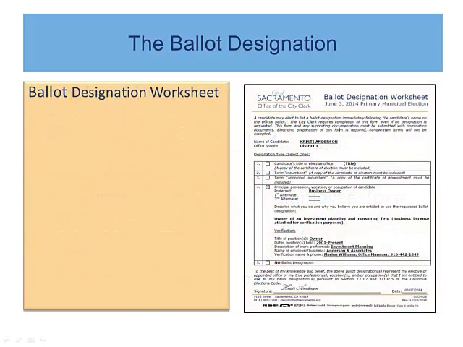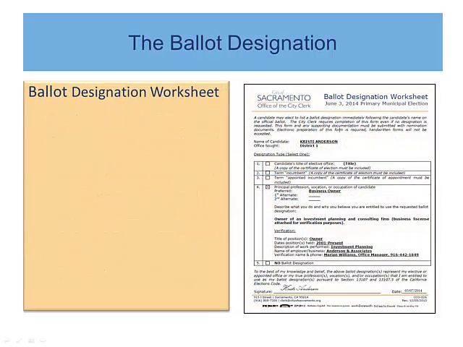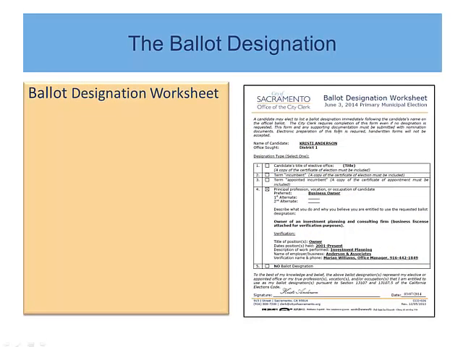Finally, once the candidate selects the designation type from the various options, the ballot designation worksheet must be completed. The purpose of the worksheet is for the candidate to provide and prove that he or she has the right to use the designation on the ballot and that it is a proper description of the candidate's elected or appointed office or a profession, vocation, or occupation.